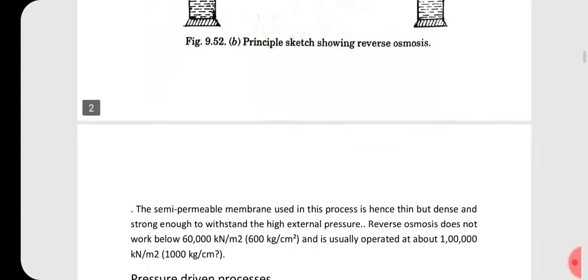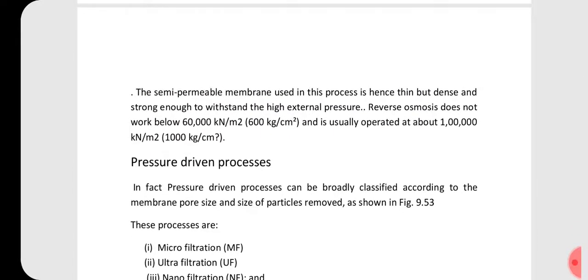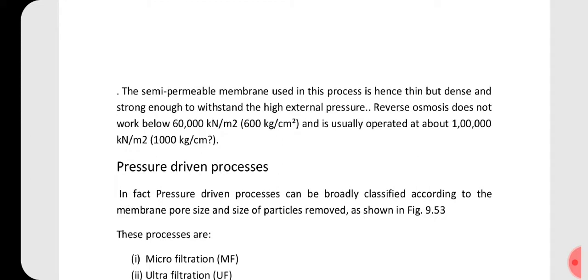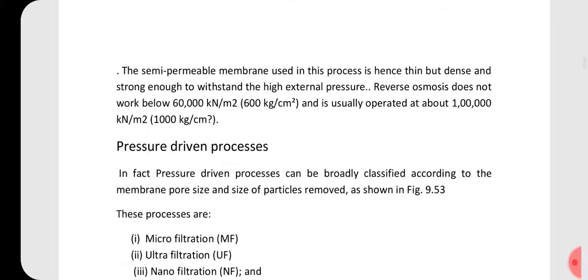Now let us see what different pressures are applied. The semi-permeable membrane used in this process is thin but dense and strong enough to withstand the high external pressure. Reverse osmosis does not work below 60,000 kilonewton per square meter, that is 600 kg per square centimeter, and is usually operated at about 1 lakh kilonewton per square meter. The semi-permeable membrane used in this process should withstand such a pressure.